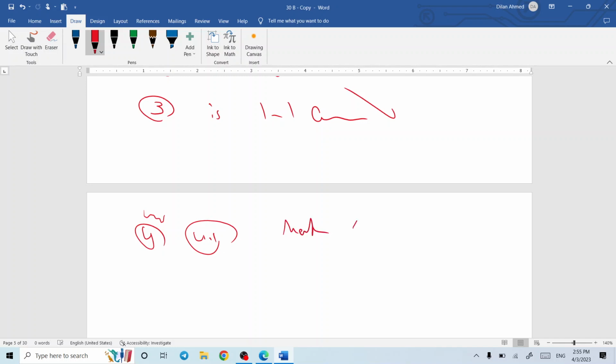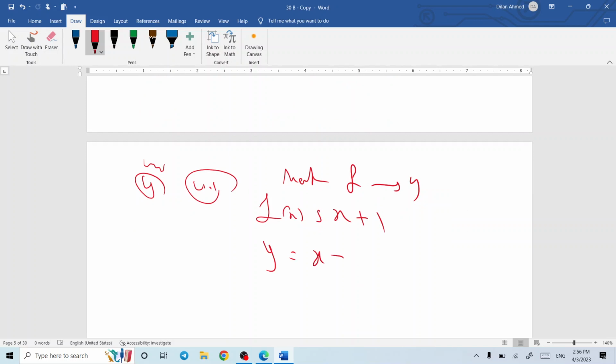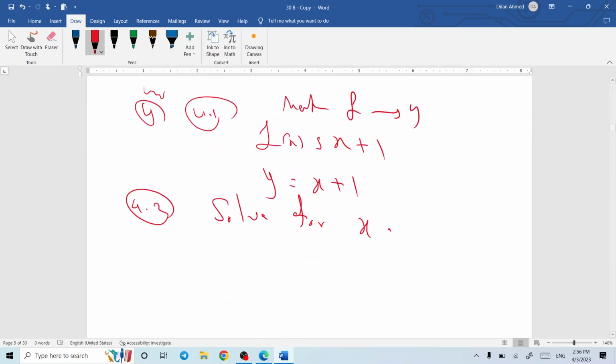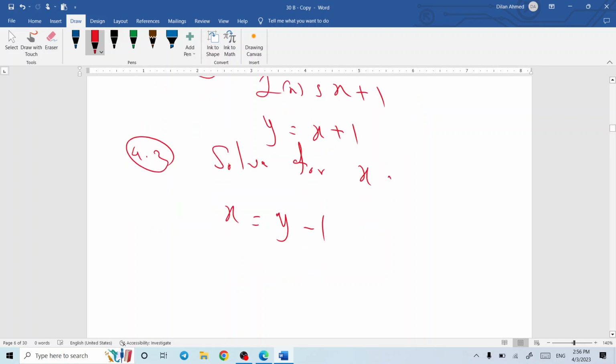Number 1: make f of x be y. What do you mean? You have f of x is equal to x plus 1, so make f of x be y, to be clear in your mind and to deal with it. Number 2: solve for what? For x. What do you mean by solve for x? It means let x be on the left side and the rest on the right side. Okay? So look, x equals y minus 1. Now number 3, look at it: change x to f inverse and you'll get it.